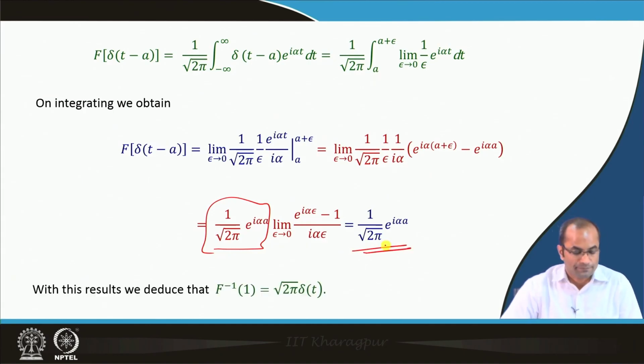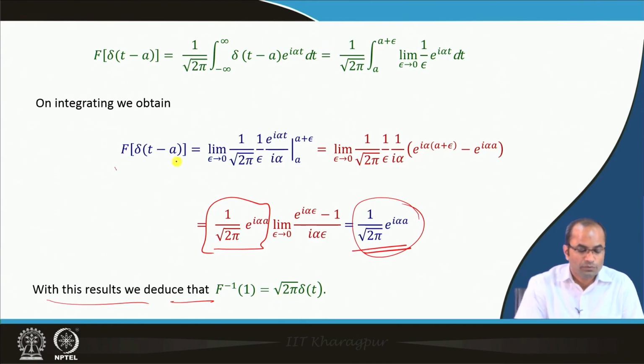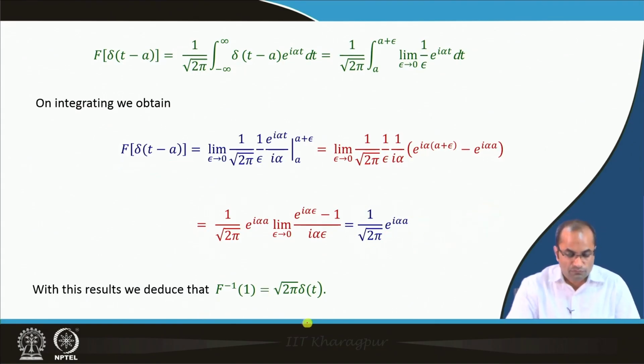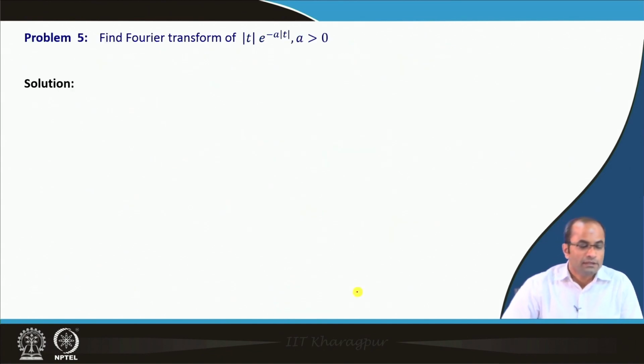So, with this result we can also deduce the Fourier inverse of 1. So, if we put this a to 0, that means we have 1 over square root 2 pi and then 1 the right hand side. So, if we take this inverse now, we have the delta function there, delta t, the square root 2 pi can go there, and the Fourier inverse of 1. So, this is 1 there, the right hand side function. So, the Fourier inverse of 1 is exactly square root 2 pi and delta t.